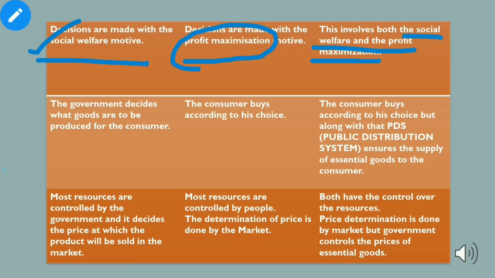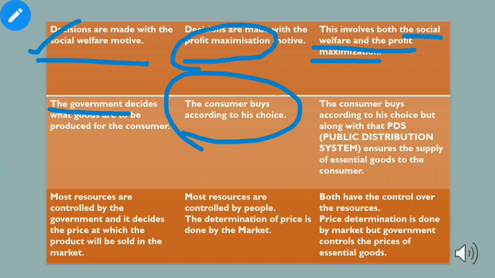Okay. Talking about the next difference, in the centrally planned economy, the government basically decides what is to be produced for the consumer. No one else decides that. And on the other hand, if you look at the market economy, they are basically controlled by the consumer itself. The consumer buys according to his choice. It is not that he is bound by the choice of the government.